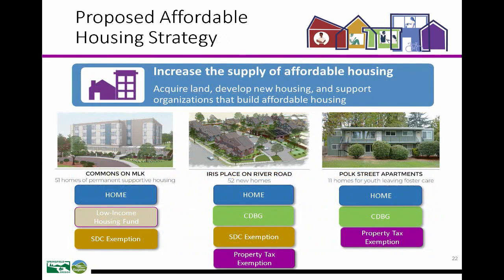When we think about the first goal, increase the supply of affordable housing, this is the biggest goal, where we've put the most resources in the past five years. Here are examples of three projects and how we've combined different sources of funding to help cover gaps and make these projects possible. I do want to note that one of them is permanent supportive housing, the Commons on MLK, and the Polk Street Apartments is focused on a special needs population.